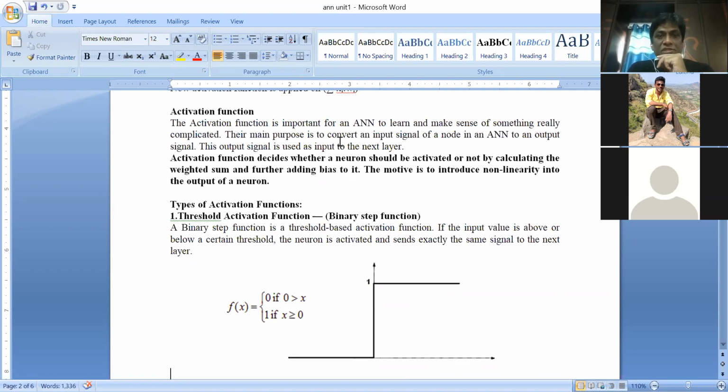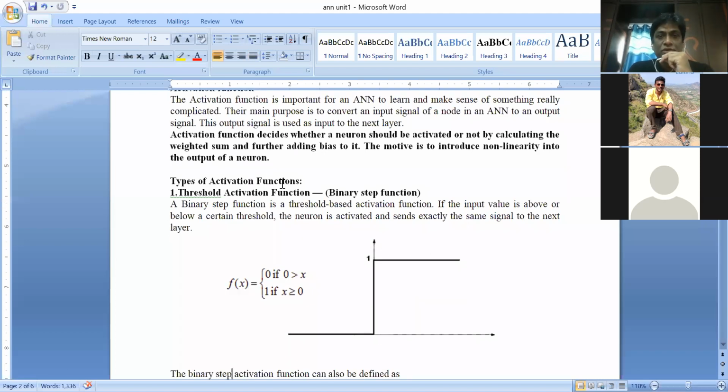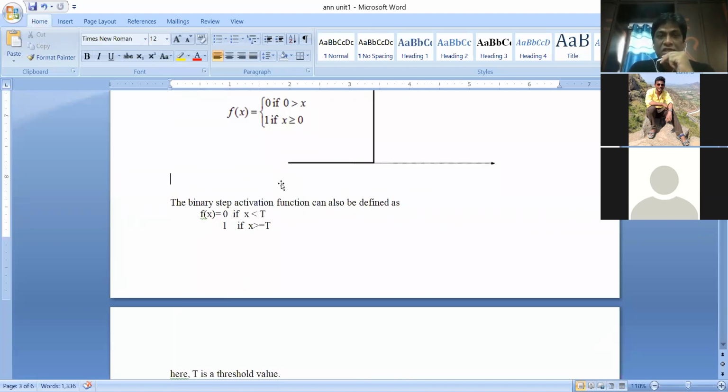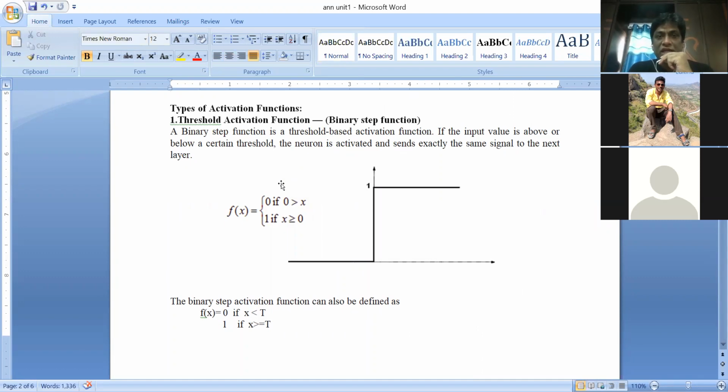So that is the purpose of activation function. There are several types of activation functions available. Let us go through all the activation functions. The first one is actually the linear activation function, which is not visible here. It takes the value, whatever comes as input. That means f of x is equal to x is the linear activation function.